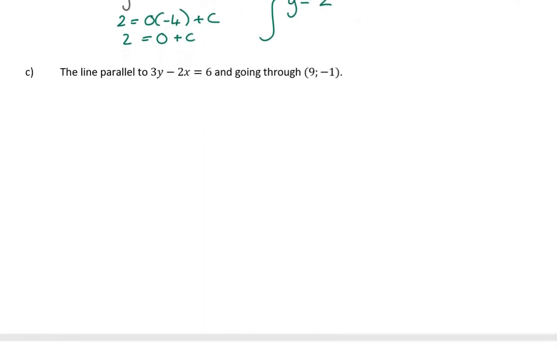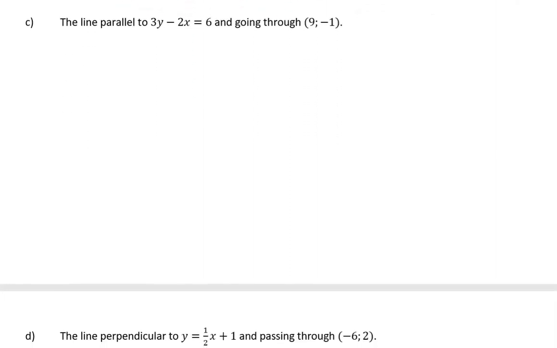Right, next one. What about the line parallel to 3y minus 2x equals 6 and going through (9, -1)? Well, first of all, parallel lines, something we've discussed before, means they have the same gradient. However, something we've also discussed before, you cannot tell the gradient of a line until it is in standard form. So this is not in standard form.